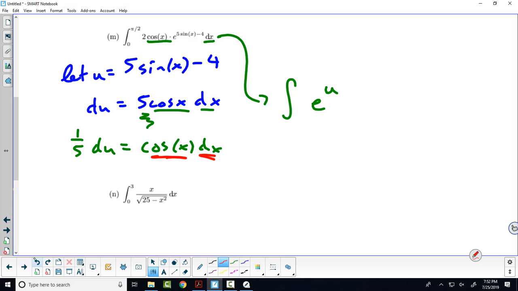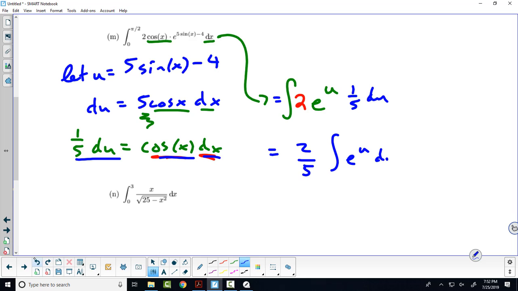Okay? So in place of the product of those two factors, I'm going to put a 1/5 du. So that's going to give me, well, we had that 2 that was already there. And then here's the 1/5 du that's replacing cosine x dx. It's 1/5 du. To be honest, what I would have done in reality, in one step, I would have just brought that 2/5 outside e to the u du, like that.